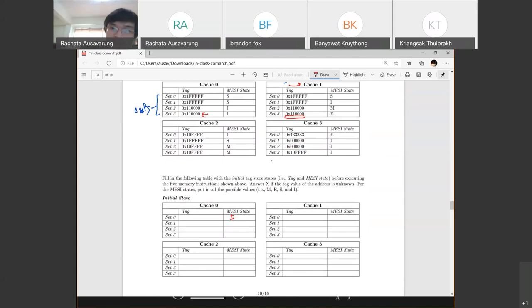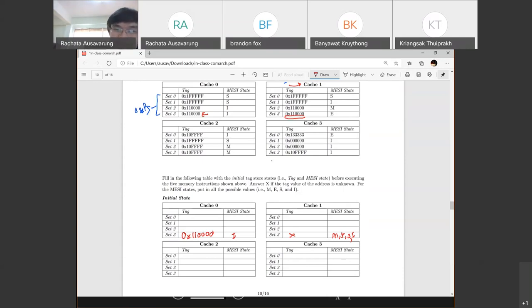Oh, my bad, wrong box. We are looking at set three. So invalidated state here, and with the same tag, 0x110000. Over here, you don't care because you just brought in this cache block. You only read it. So you don't know what the tag is because it's a previous cache block, and this can be in any of the states, because it's a different cache block. It is the first time you bring this cache block into set 3.